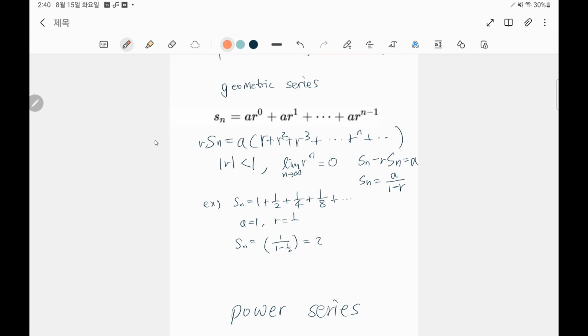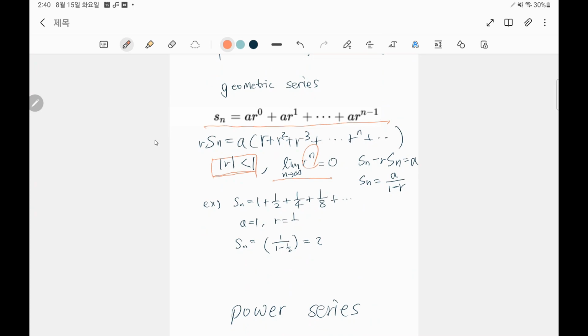For the condition in which this series, the geometric series, a plus a times r plus a times r squared plus dot dot dot to infinity, converges to a finite number, the absolute value of r has to be less than 1, so that as the limit n goes to infinity, r to the n equals 0.